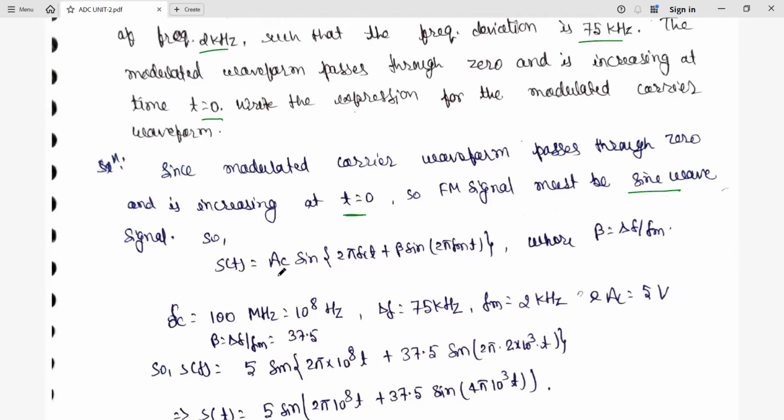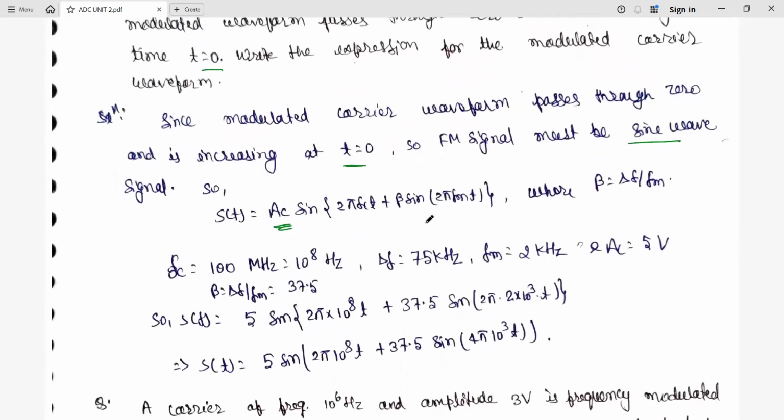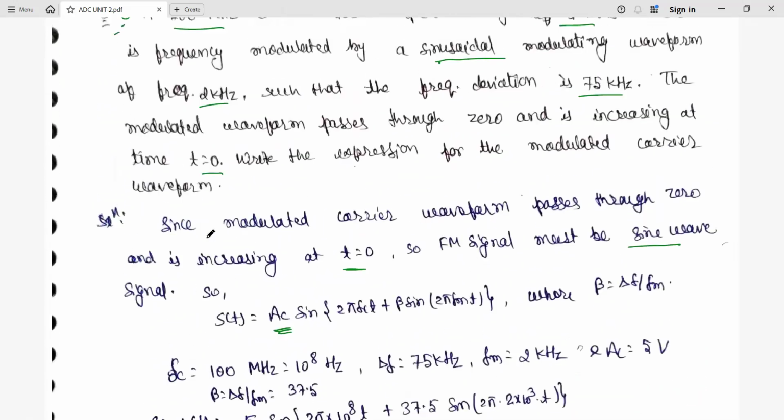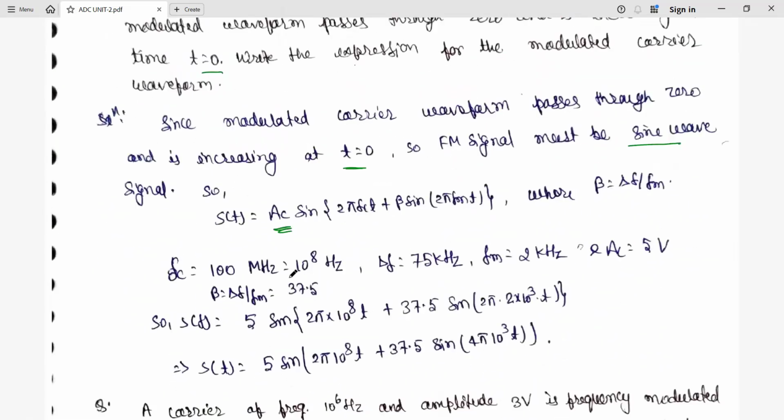So here what we have? Ac sine, not cos, Ac sine, is given here by the sinusoidal modulating waveform. So the sine waveform we have taken as sin 2 pi fm t, the message signal, and beta is retained in terms of beta, and the remaining things are given. fc is given here, 100 megahertz, so that is 10 to the power 8. Again delta f is 75, fm is 2 kilohertz. Ac is given, so the beta value is delta f by fm, 37.5.